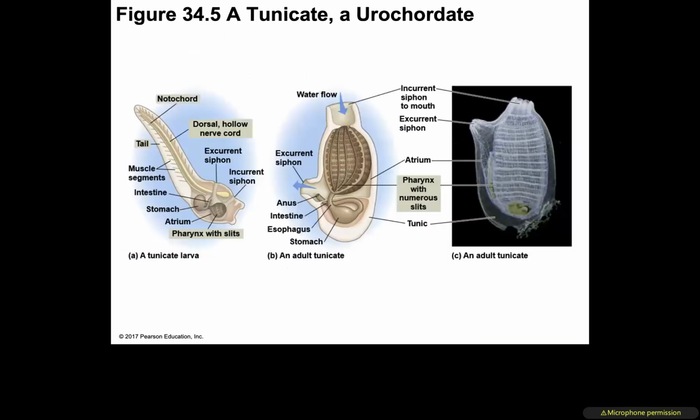So here is your awesome tunicate. This is showing your tunicate larva. Tunicate larvae have the dorsal hollow nerve cord. It's got the notochord, your post-anal tail, and your pharyngeal slits. But if you look at the adult tunicate, it actually has only retained the pharynx with very numerous slits.